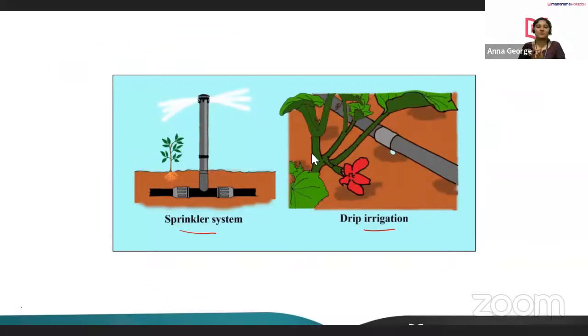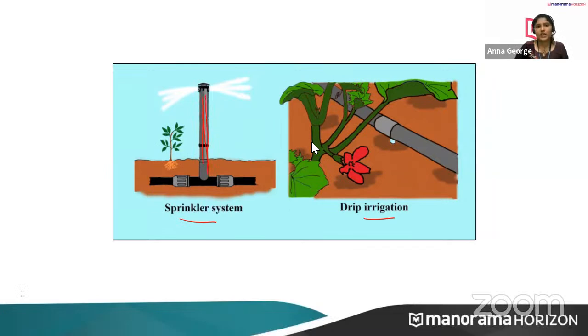So sprinkler system and drip irrigation system. What is sprinkler system and what is drip irrigation system? In sprinkler system, there will be a perpendicular pipe, and this perpendicular pipe is attached to a main pipeline. It is underground, and at the top of this perpendicular pipe, there will be small nozzles. Nozzles means there will be small holes, and the water passes through this perpendicular pipe under high pressure.